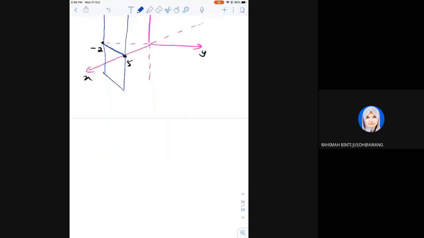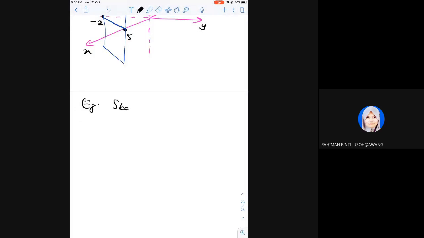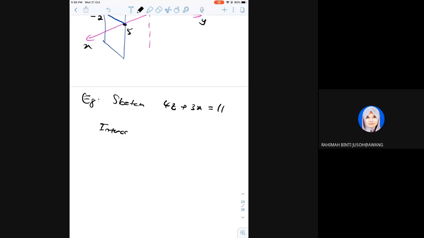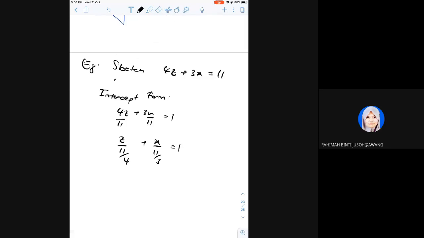Okay, try this one. Example, sketch 4z plus 3x equals to 11. For example, like this. So intersect form again. Kita ada 4z plus 3x divide by 11 equals to 1, right? So ni macam biasa, you kena pecah ke bawah macam tu. Tambah x over 11 over 3 equals to 1. In 3D. Soalan ni saya nak in 3D.